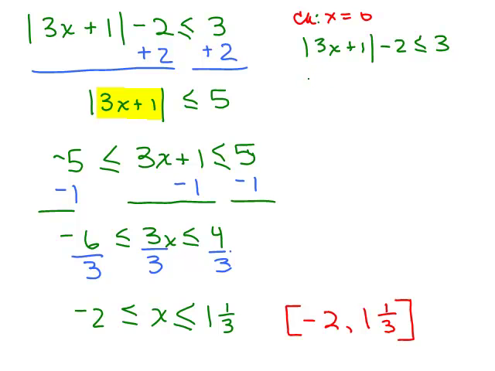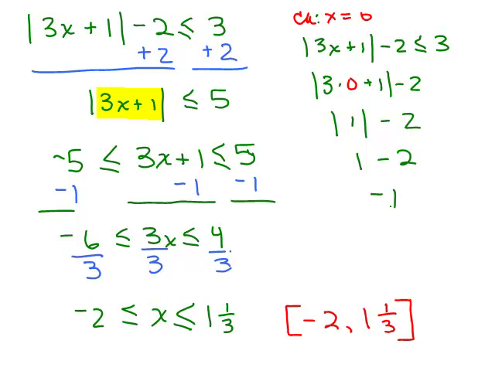So I'm just going to work on the left-hand side here. I have 3 times 0, which is what I'm plugging in for x. And then inside the absolute value, 3 times 0 is 0. So I have 0 plus 1, which is 1. And now I've got the absolute value of 1, which is 1. So I end up with 1 minus 2, and then 1 minus 2 is negative 1.